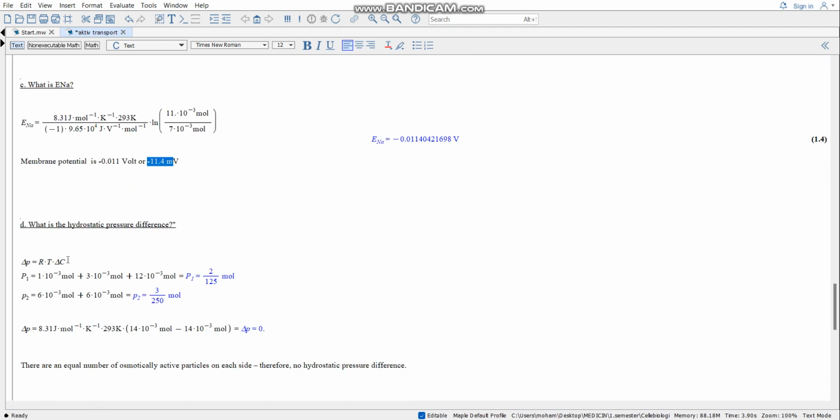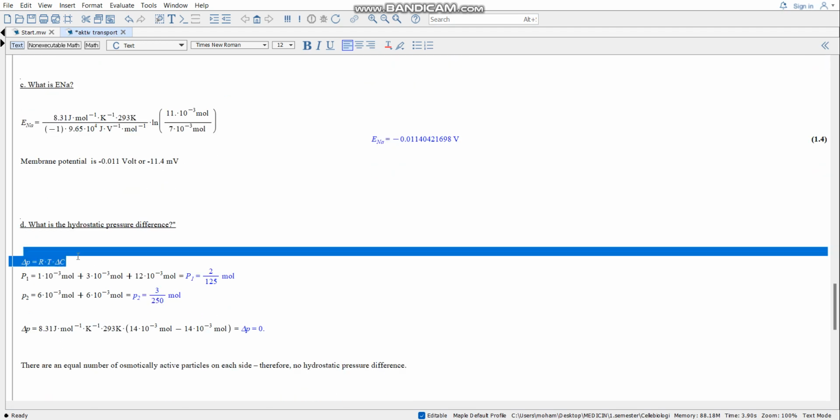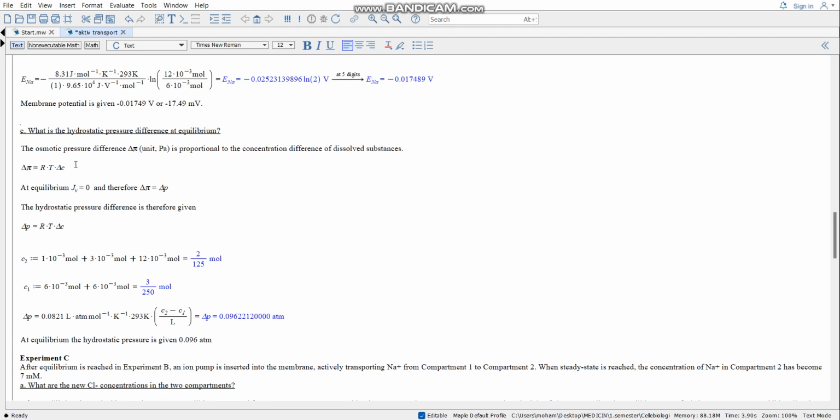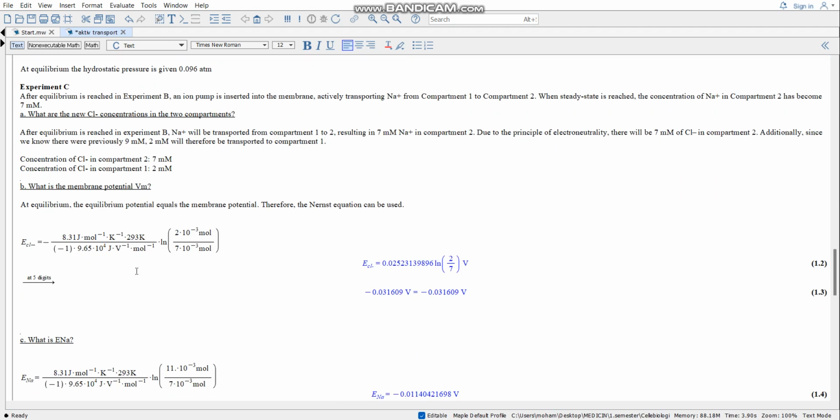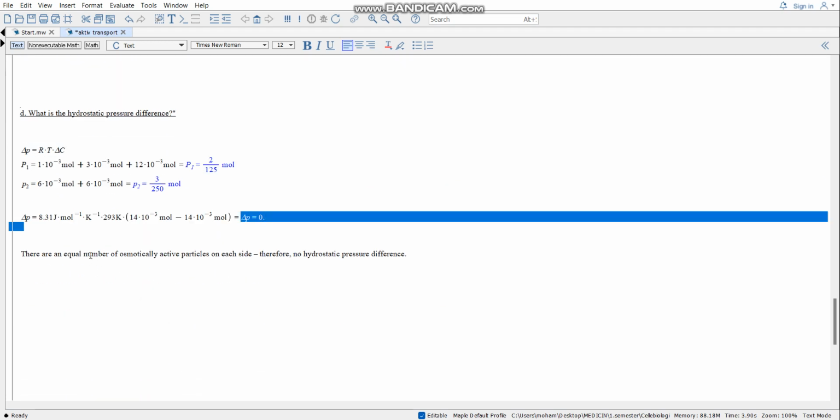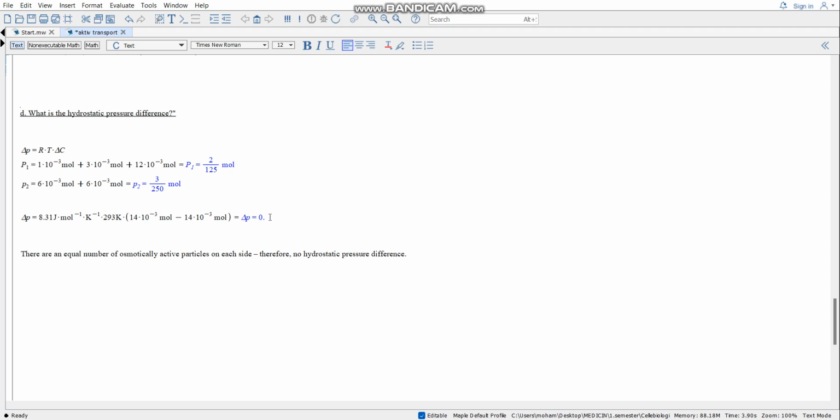Now what is the hydrostatic pressure difference? Of course, we can use this formula. I've talked about it again. We know the hydrostatic pressure difference is the same as the osmotic pressure difference at equilibrium, and so we can use this formula. We insert our values and we'll see that the hydrostatic pressure difference is 0. So in other words, there are an equal number of osmotically active particles on each side. This is what you see right here. So this gives us 0, and 0 times anything will give you 0. Therefore, no hydrostatic pressure difference.